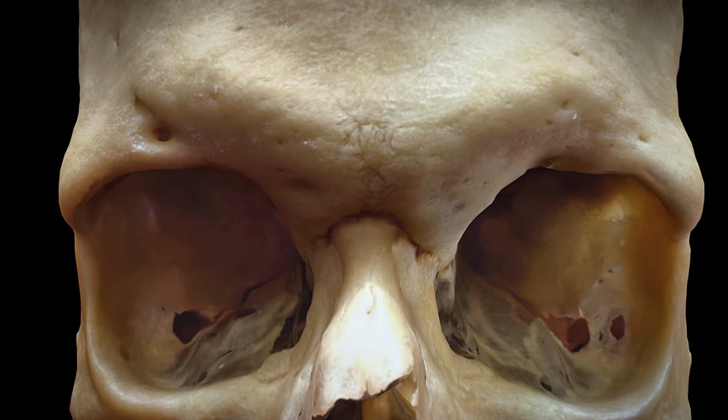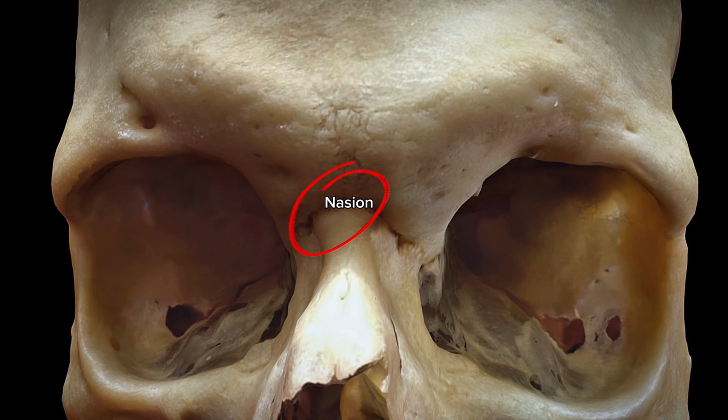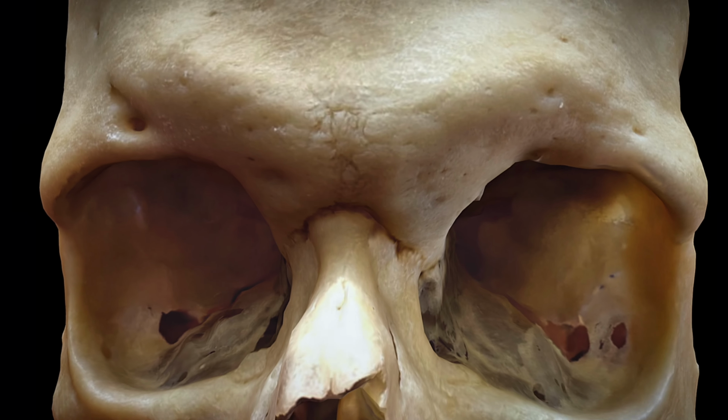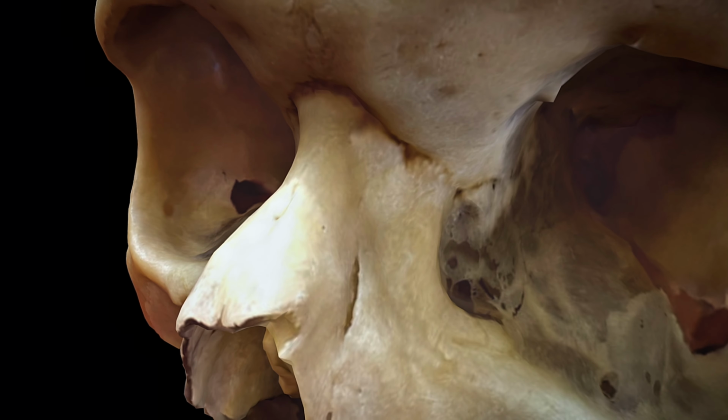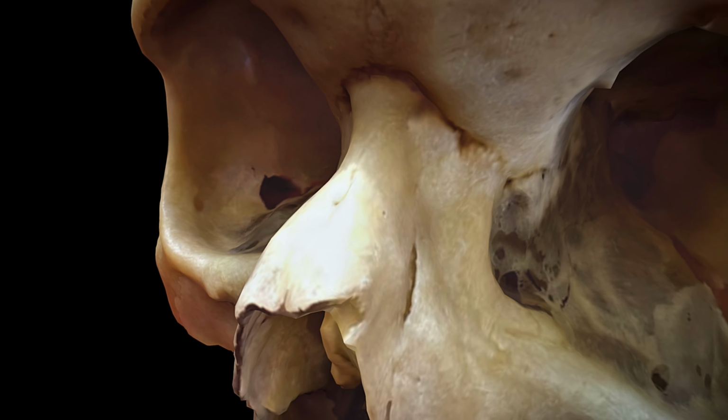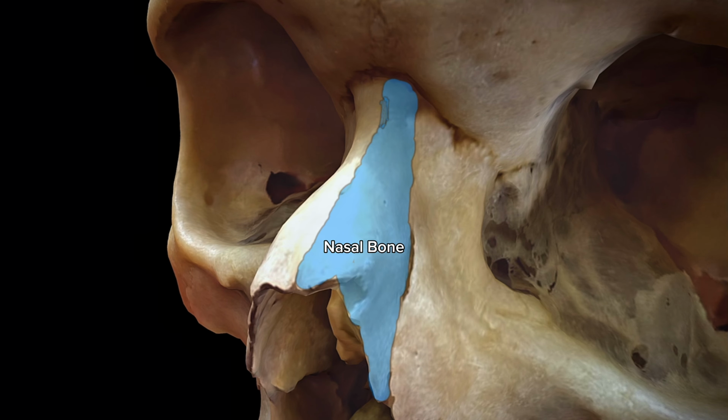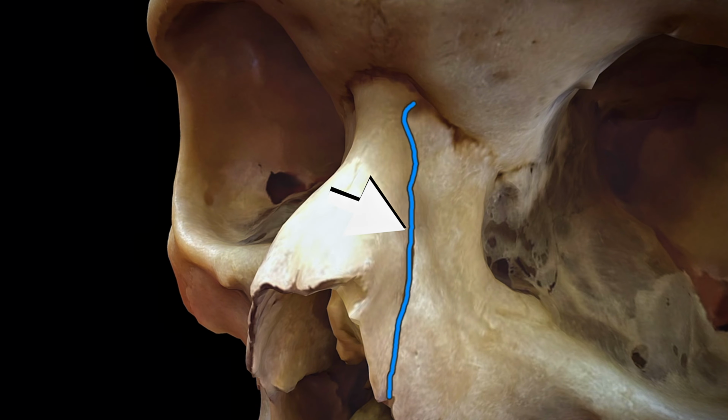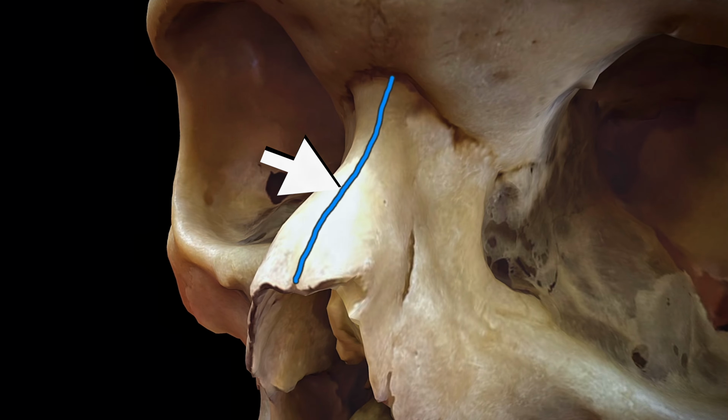At the midline between the orbits and above the nasal opening is the nasion, a point located at the junction between the frontal bone and the paired nasal bones. The nasal bones themselves form the bridge of the nose. They are small, rectangular bones that articulate superiorly with the frontal bone via the frontonasal suture, laterally with the frontal processes of the maxilla, and with each other at the midline.